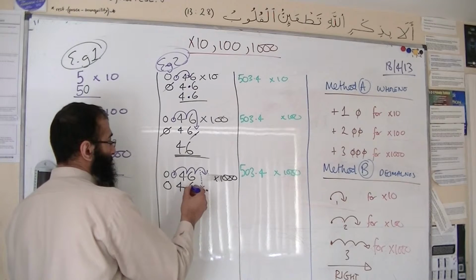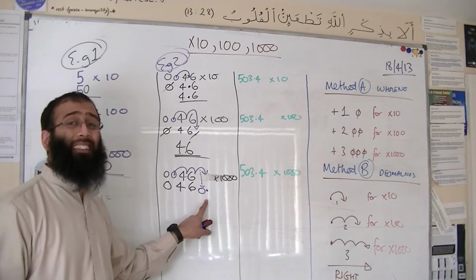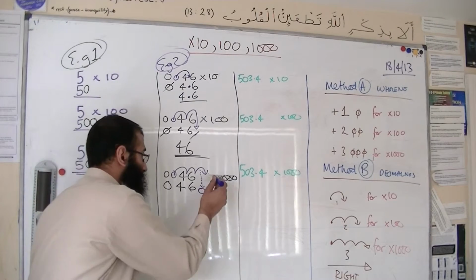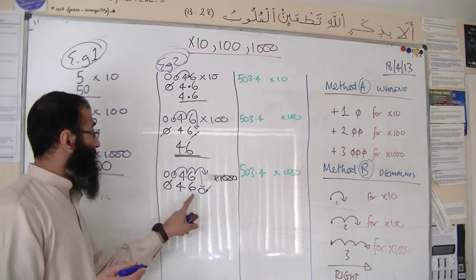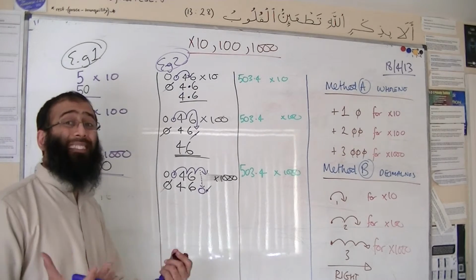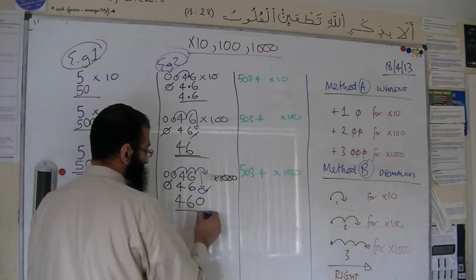0, 4, 6. That number now is 460 point. We don't need that anymore. And we don't need that. Unnecessary 0, unnecessary point. And the number hasn't changed. It's still 460. Done.